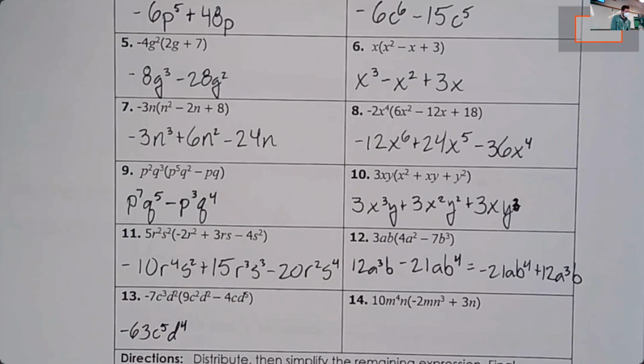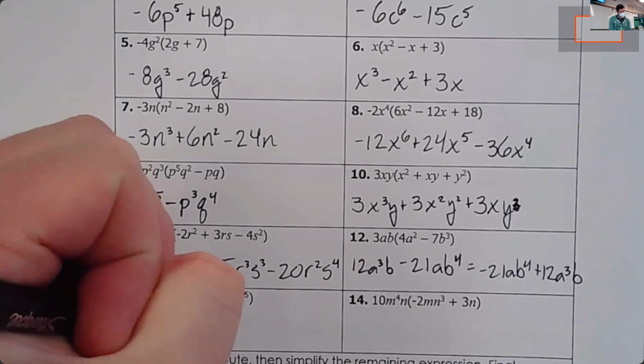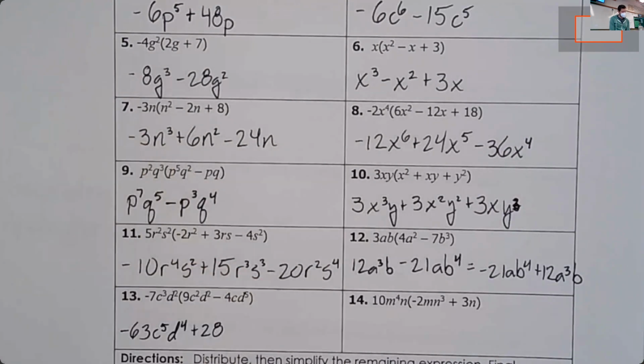And then we're going to multiply -7 times -4. After that, +28, good. So plus 28. And then C to the what? Fourth, good. And D to the seventh.